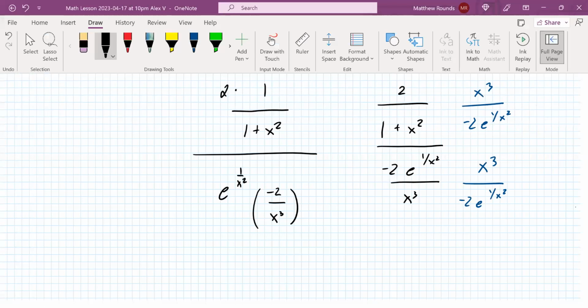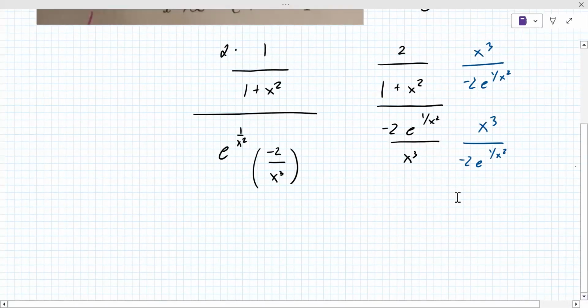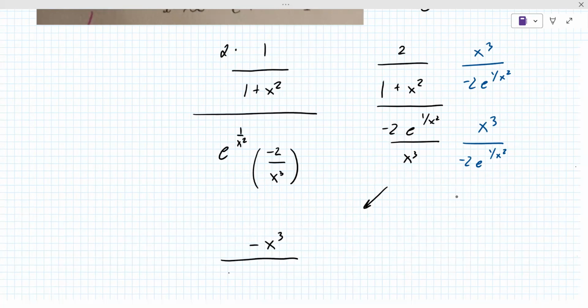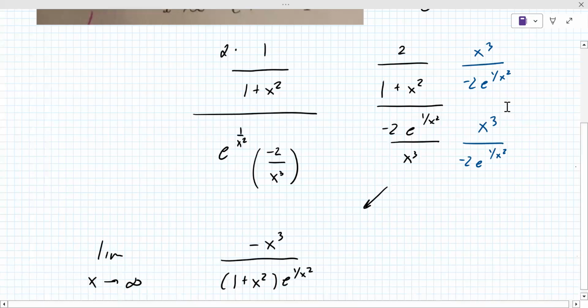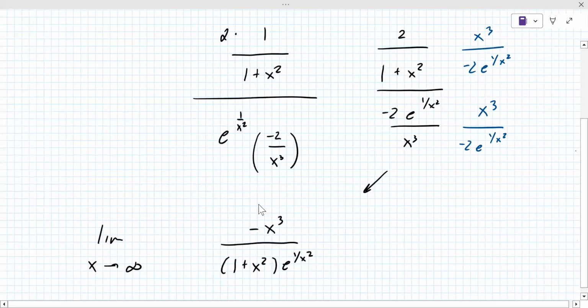In the top here, grab it here. So come down. The 2's cancel, bring the negative to the top. So we have negative x cubed over 1 plus x squared e to the 1 over x squared. Okay, and this is still the limit as x goes to infinity. And this is an indeterminate form, infinity over infinity.